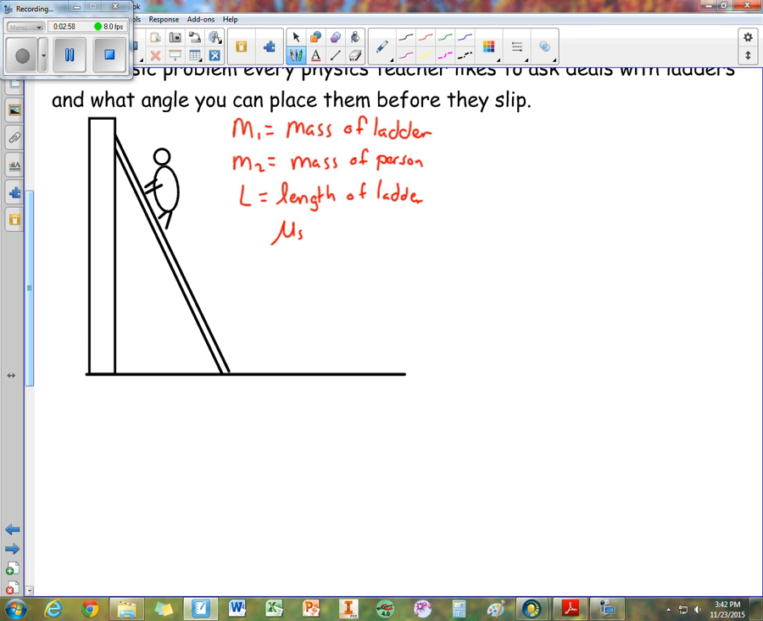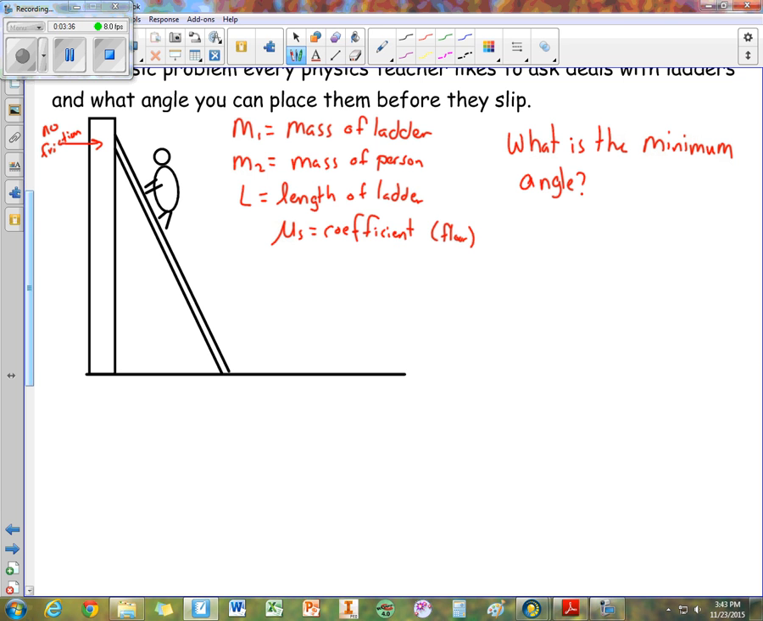And μs will be the coefficient of static friction just for the floor. We are going to assume that there's no friction on the wall. So no friction up here at the top where the wall is. And again, our question is, what is the minimum angle? All right, this is going to be fun.